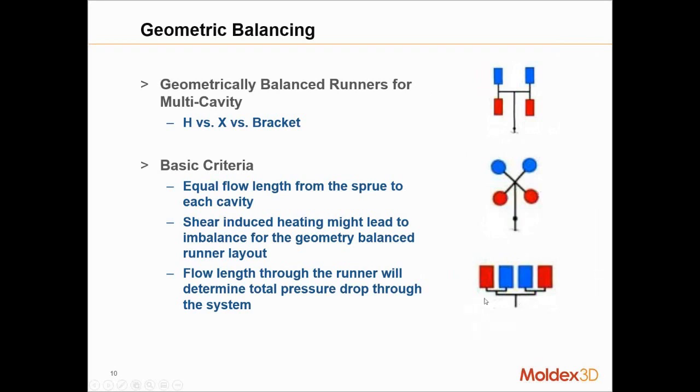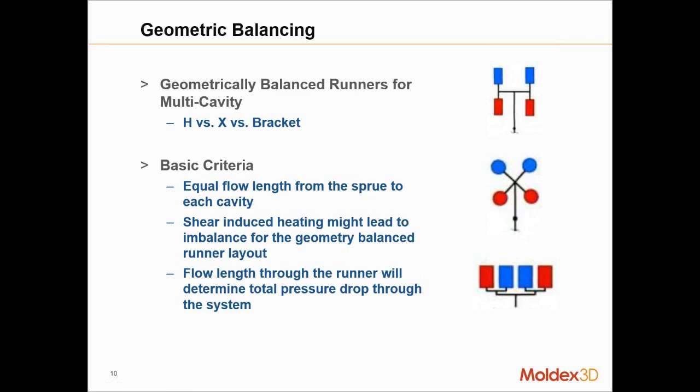And then the tournament bracket layout, I usually recommend against, just because it has quite a long flow length with respect to the H and X. But if you are limited in space in your mold, sometimes it can be a little more space efficient to use a tournament bracket. You can get a little less space between these individual parts, whereas with the X and H, you always have to have some amount of space between them.